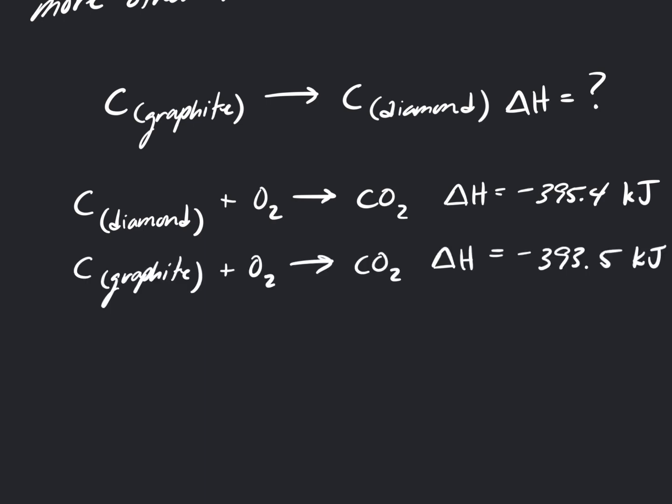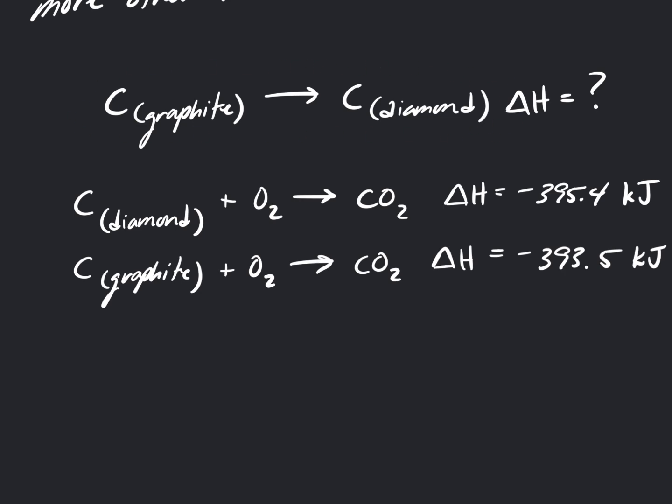And the same, of course, can be done with graphite. In other words, that's charcoal. Anytime you've ever worked with a charcoal grill, you've done this reaction where you take graphite, charcoal, and burn it in oxygen to make carbon dioxide. This amount of heat would be given off by that reaction. Okay, Hess's law says that we can sum up these reactions to come up with this reaction.